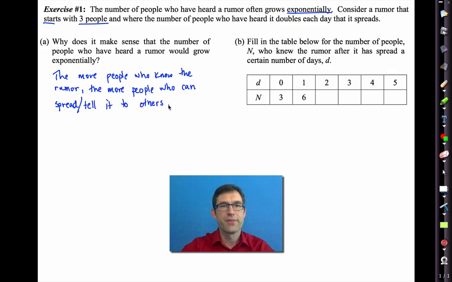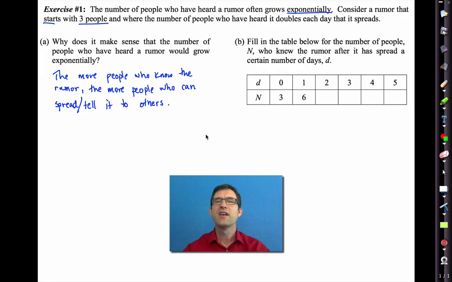Now, there's a certain extent to which that wouldn't be true. You know, if you were in a small closed population, the number of people who knew the rumor might grow very quickly at first, but eventually it would slow down because you'd go up to somebody, tell them the rumor, and they'd be like, yeah, I already heard it from like 5 people. But if we're talking about an unrestricted population, then the more people who know the rumor, the more people who can tell the rumor.